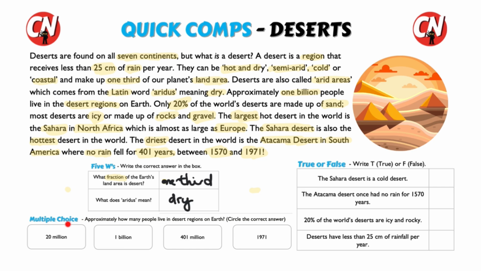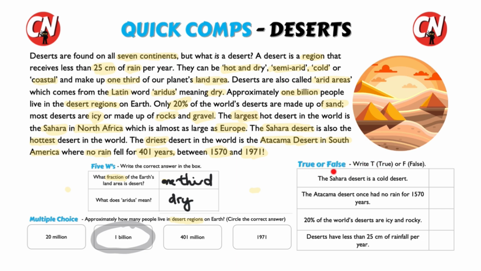And again, multiple choice. If I just read the question, approximately how many people live in desert regions on Earth? Again, the key information in that question is desert regions. Where does it say desert regions in the text? Here it is. I go back and read the sentence. Approximately 1 billion people live in desert regions. Very, very simple. Where's 1 billion? I would circle that and I would get the answer.